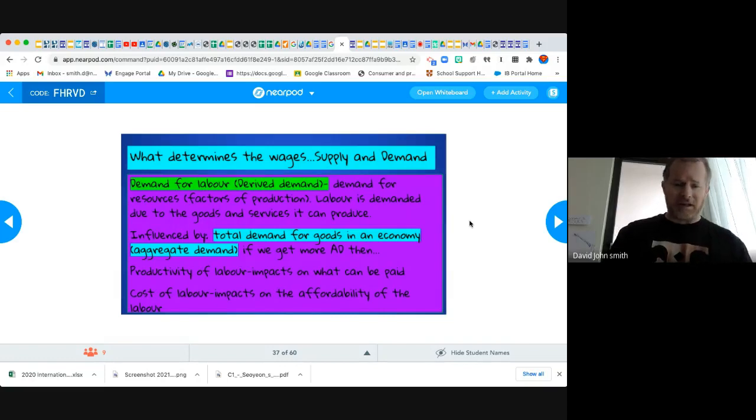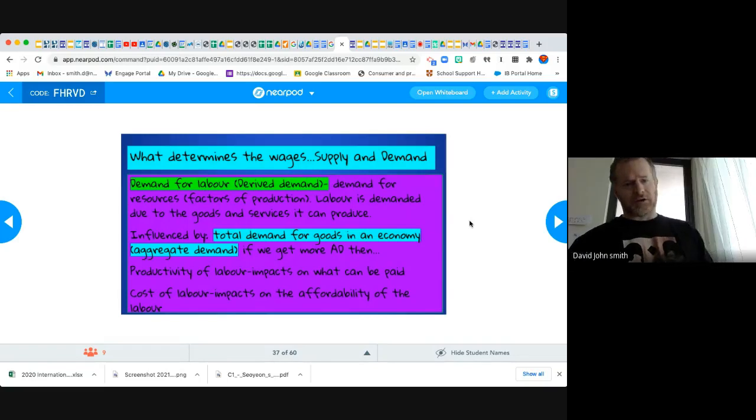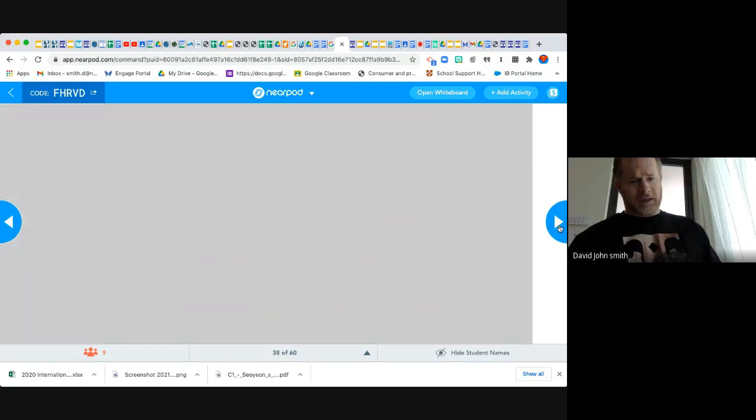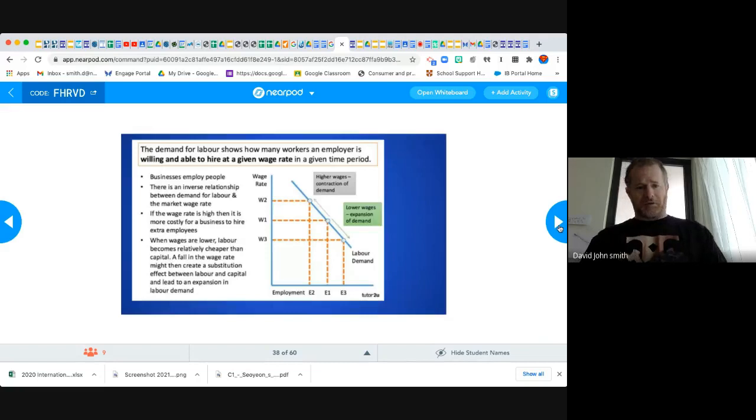We talked about the productivity of labor and how that might impact on the demand for labor. The cost of labor, how that might impact on the demand for labor. And then we had a look at the curve itself.